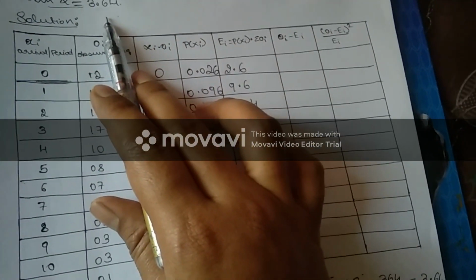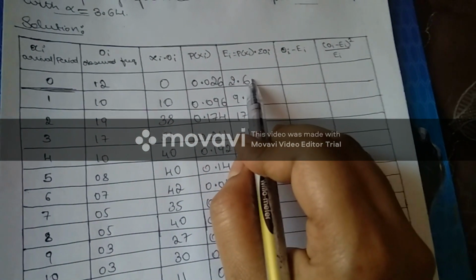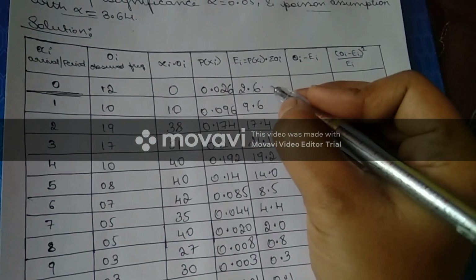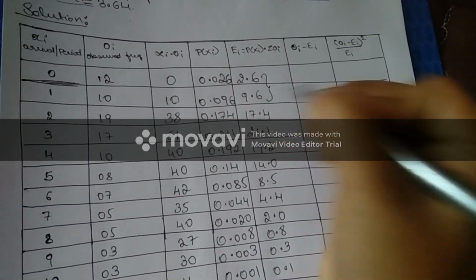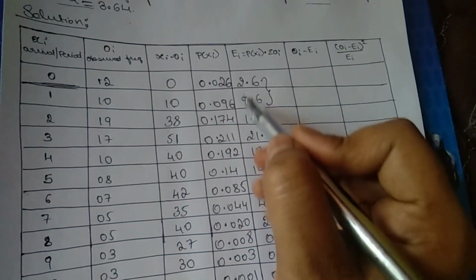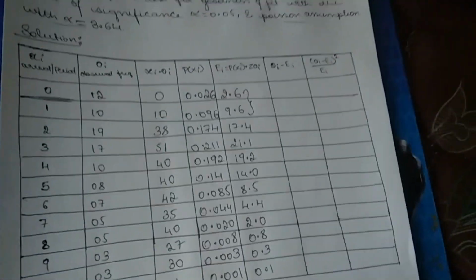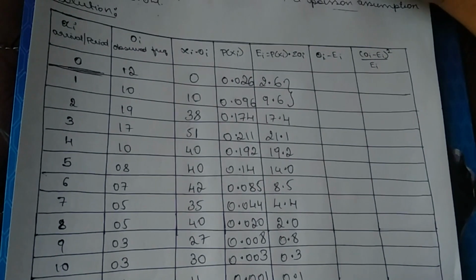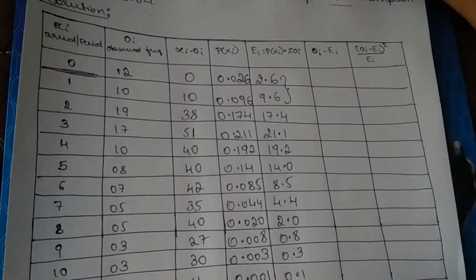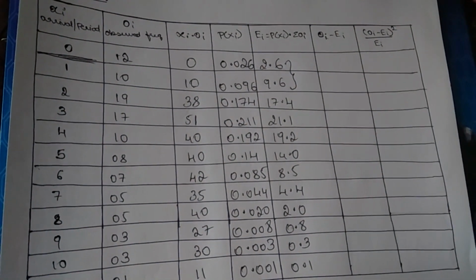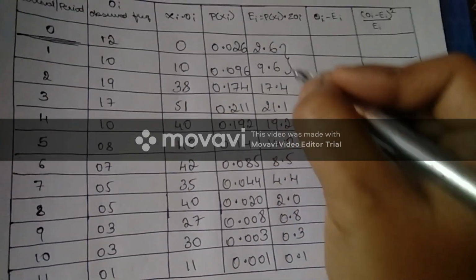Let me check. Is 2.6 greater than 3.64? No. If it is not greater, then you have to combine the next one and make this one class interval. Combinedly, you make it one class interval. If you add this, 9.6 and 2.6, you will get 12.2.